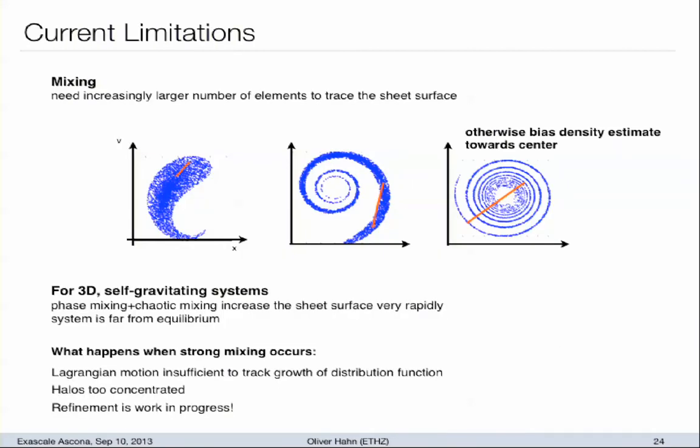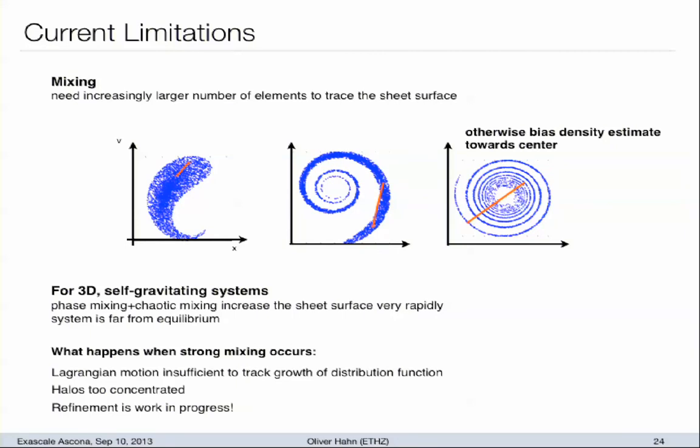But there is a problem, of course. We shouldn't keep it under the rug. The problem is mixing. Think of a blob orbiting in a non-harmonic potential. So this is position velocity. What will happen is that this will phase mix and spread out, basically space filling between the inner boundary and the outer boundary. So if you put a line element in it, this will just stretch and it will stretch.